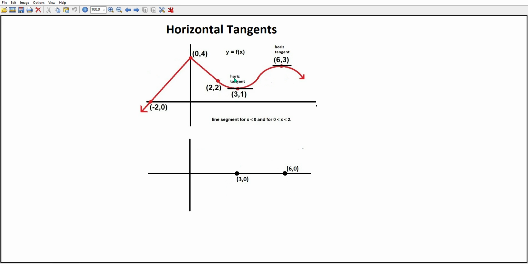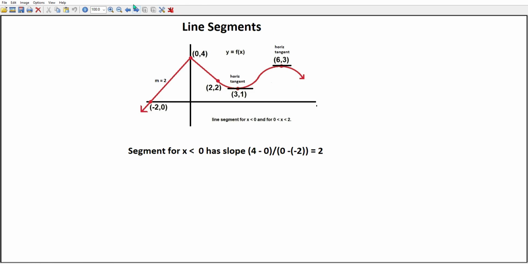Okay, so we start with the horizontal tangents. We can see that there's a horizontal tangent at x equals 3. There's a horizontal tangent at x equals 6, which means that (3, 0) is on f prime because the derivative at 3 is 0, and (6, 0) is also on the graph of f prime.